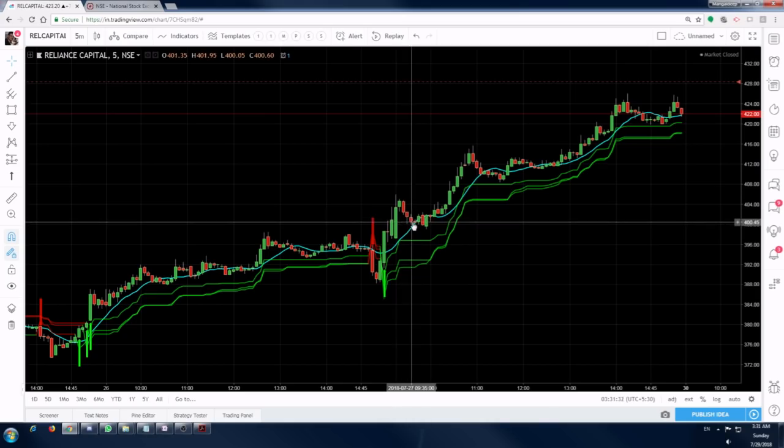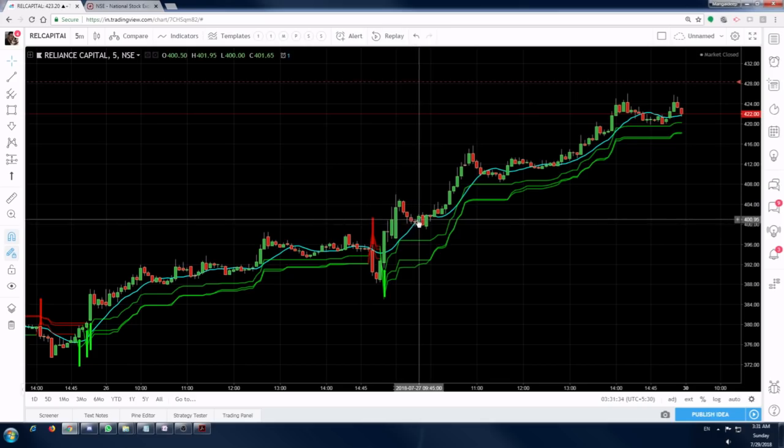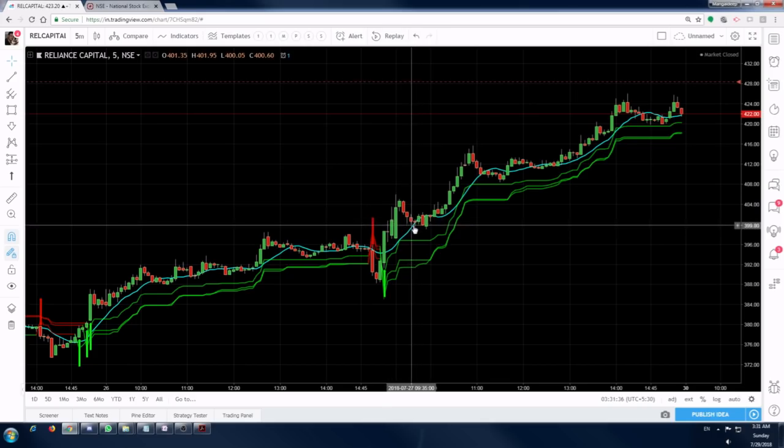You wait for the next candle. Next candle is again red, coming down. The next candle is again red, which is actually touching the 10 simple moving average, the 10 SMA. So you cannot take a position there. The next candle is a green, red, green again.